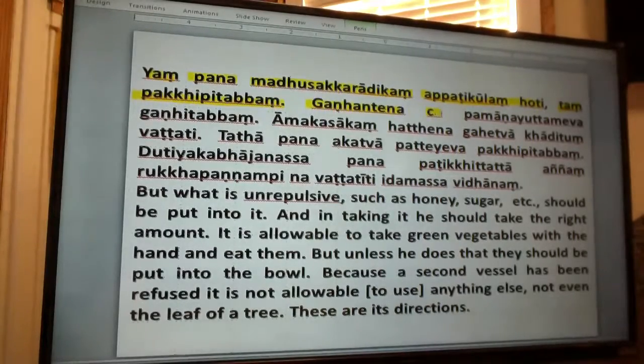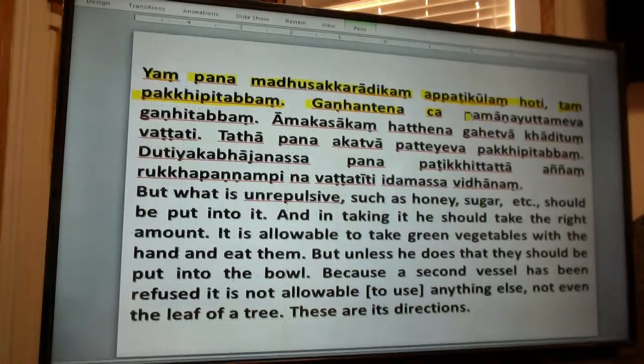Ganandena cha. Gananda is bringing, taking. Pamana Yoda Mewa meaning is, if you want to accept, it should be the right amount, not too much. Pamana is amount. Yoda is suitable amount or right amount. If you eat that amount of food, you're okay. So, that kind of amount. Pamana Yoda Mewa.